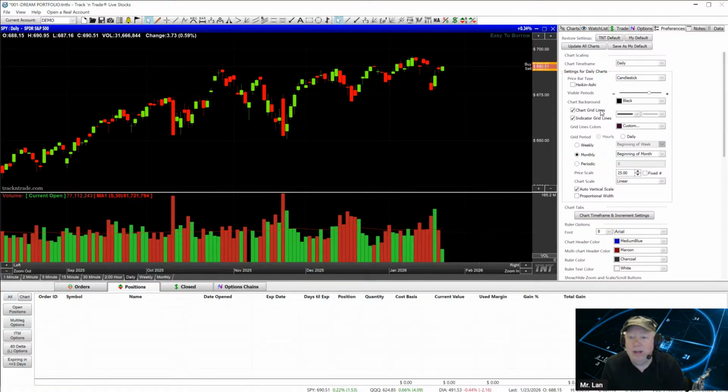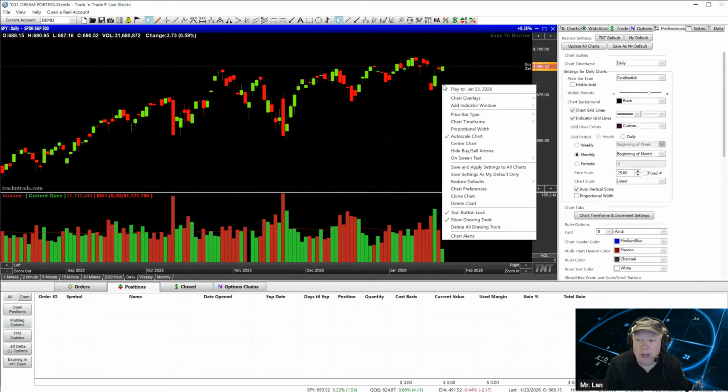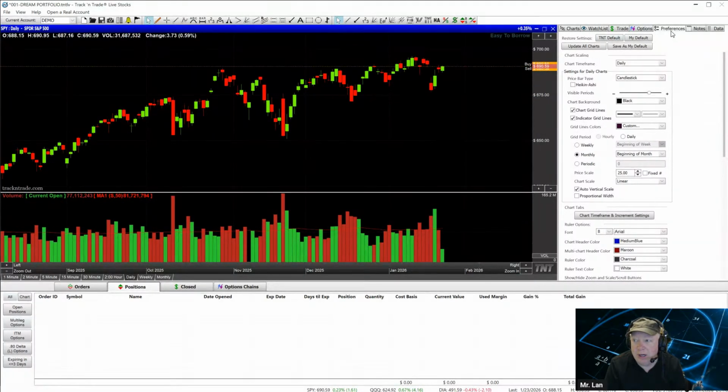Okay, so we're going to come down here, and one of the things I like to do is turn on that Fibonacci bars. Now, there's two ways to do that. If you come over here, you right-click, and you come down to Chart Preferences, it brings up this control panel right here, the Preferences window, and right there you can see where it says Fibonacci.